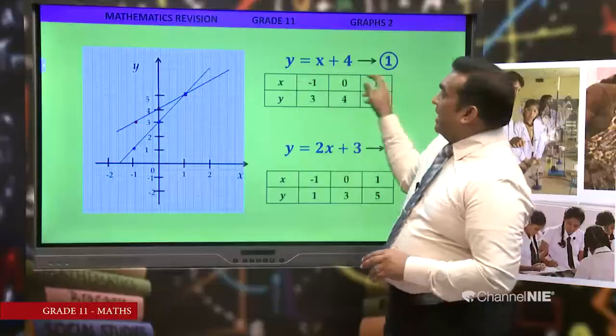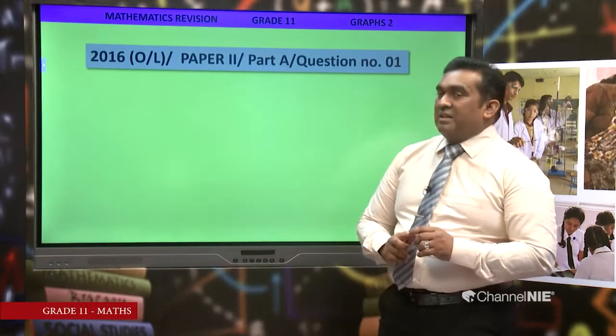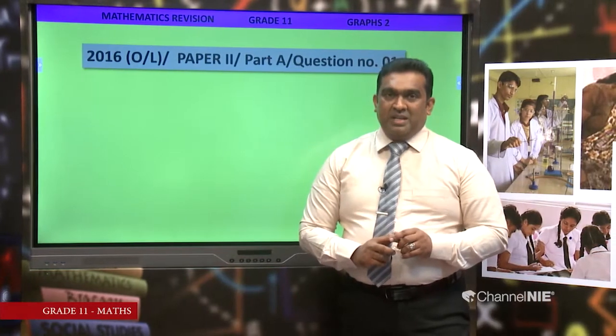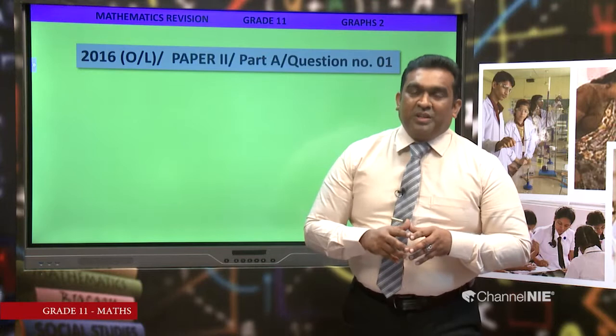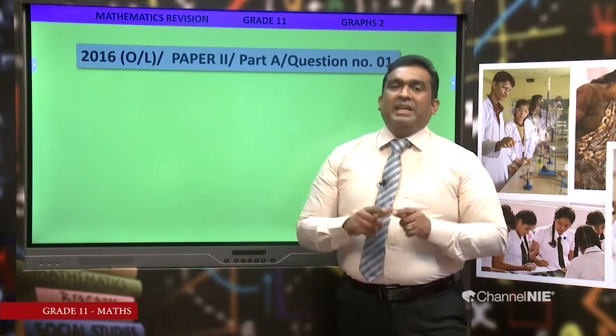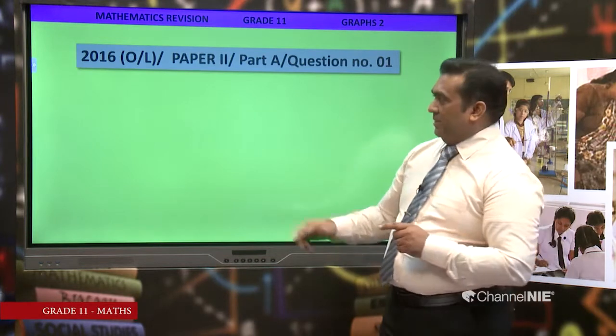Then we can consider our next part, curved line graphs. What is the general form of the curved line graph? y equals ax squared plus bx plus c.